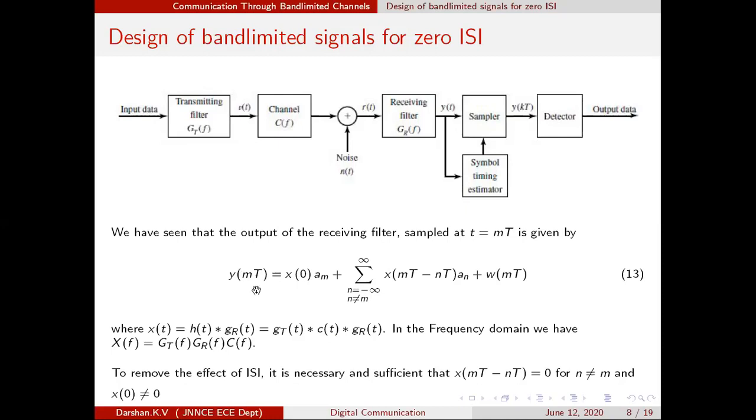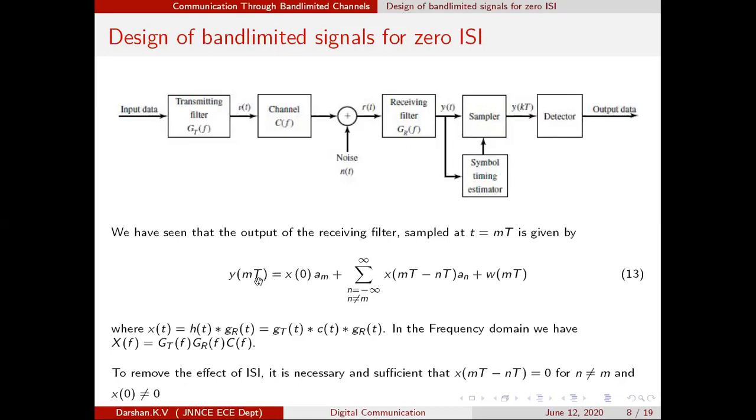This is the received symbols. We are transmitting one symbol every T seconds. So at the receiver also, every T seconds we are going to observe the output, or the sample. Over here, a_m is the desired symbol, but along with the desired symbol we are having the undesired one. How will you say that this is the undesired one?